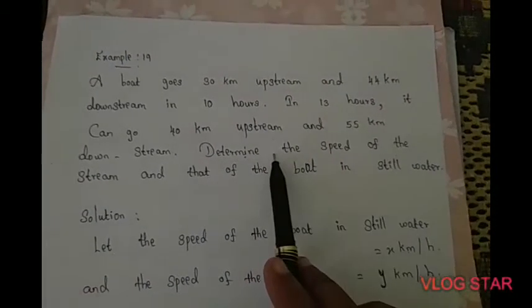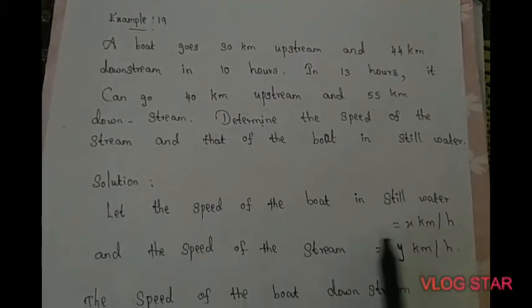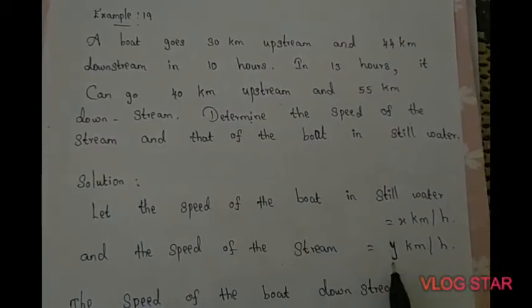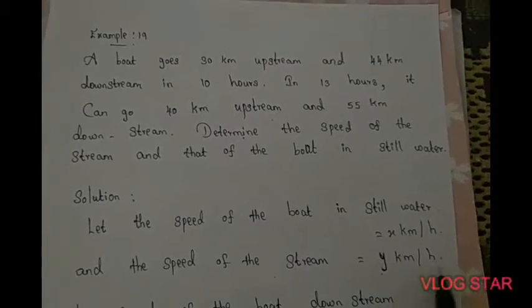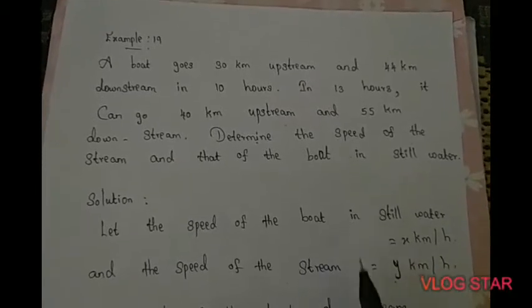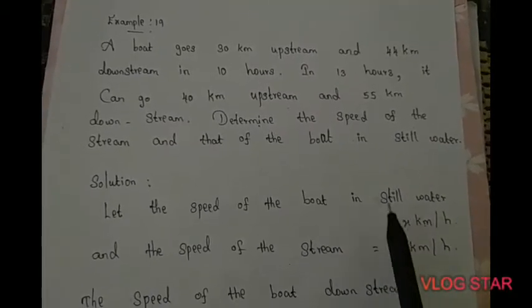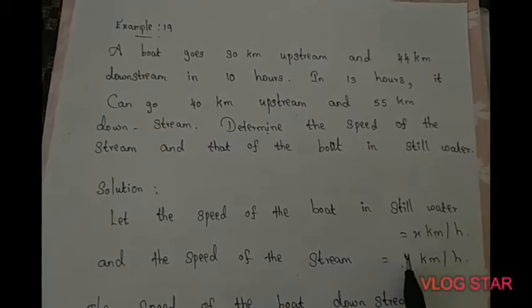Then next, we have to find the speed of the stream. Let the speed of the stream be y kilometer per hour. Okay, so in the beginning of the solution, we have to take x and y as the variables for the boat in still water and the stream.